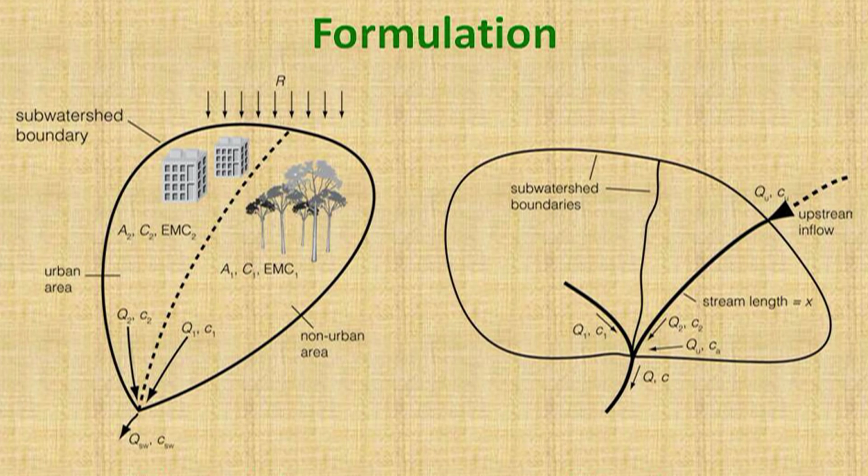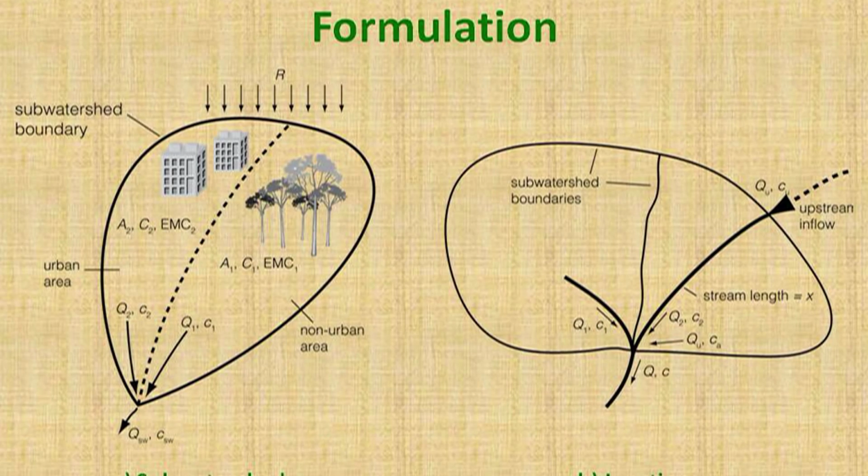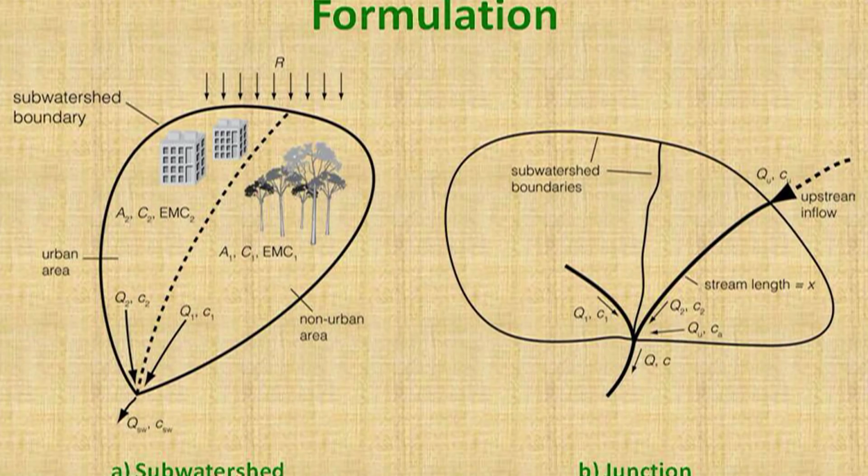Okay, this image represents the model formulation. The model is considered essentially at 2 different scales. The first scale is the subwatershed scale. The second scale is the river junction scale, okay? At the subwatershed scale, the total area was divided into urban and non-urban areas. The total outflow and the average concentration at the exit of each subwatershed is a function of the rainfall and then the runoff coefficients and EMCs per land use as described by Matt and Dylan.